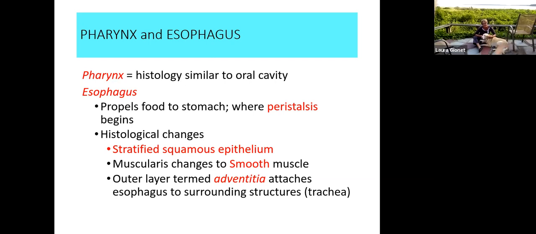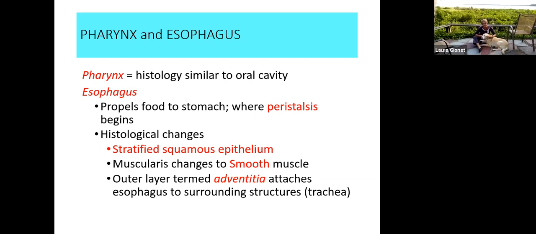Right, then we enter the esophagus. The esophagus propels food to the stomach, and this is where peristalsis begins. At the entrance point of food, the majority of this esophagus is lined with stratified squamous epithelium. The muscle changes from skeletal muscle to smooth muscle. That sits under the control of the autonomic nervous system. And the outer layer is termed adventitia because we are in the thoracic cavity.